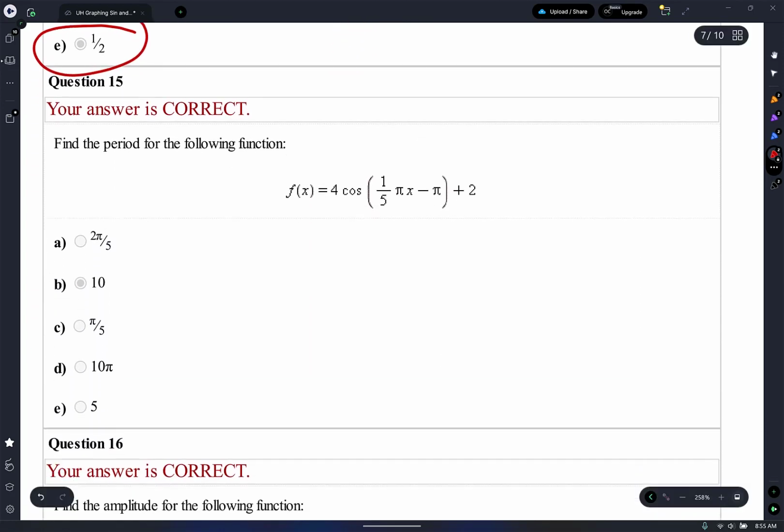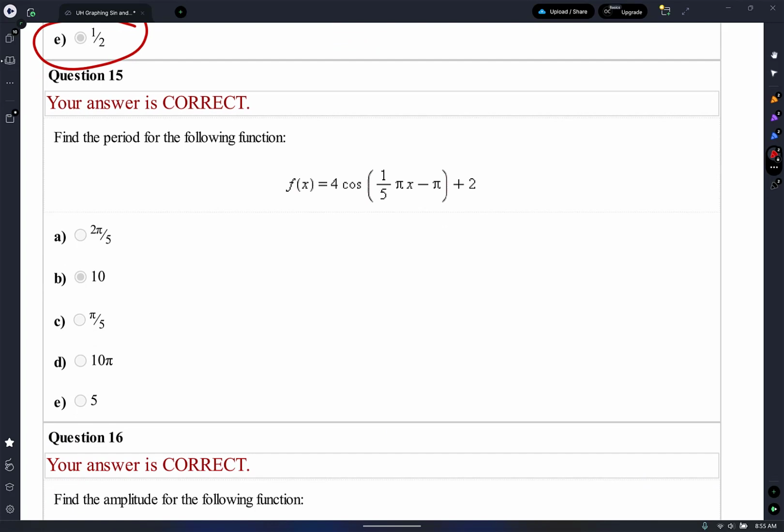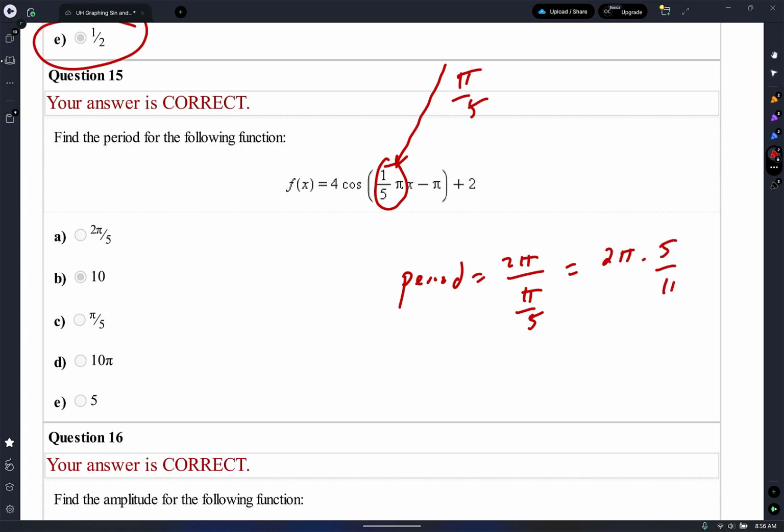Next one, again, find the period. Look for the coefficient in front of the x. That is not the period. That's the b. So to get the period, that's pi over 5, right? So to get the period, you go 2 pi divided by pi over 5. Keep, change, flip. 2 pi times 5 over pi. Pi's cancel out. You get 10. And there it is.